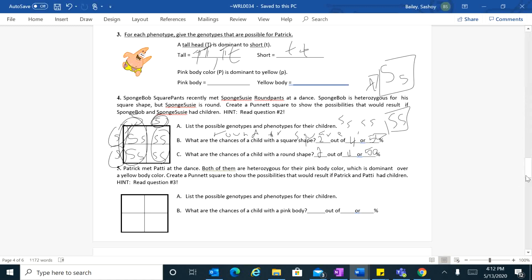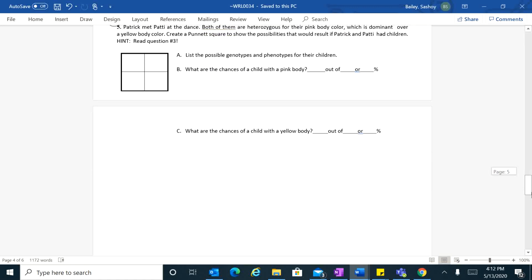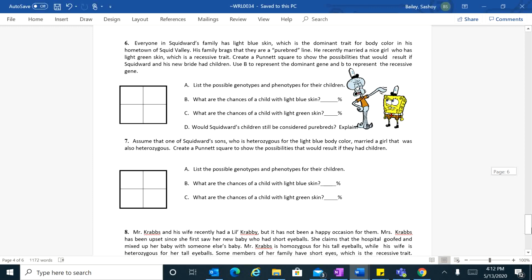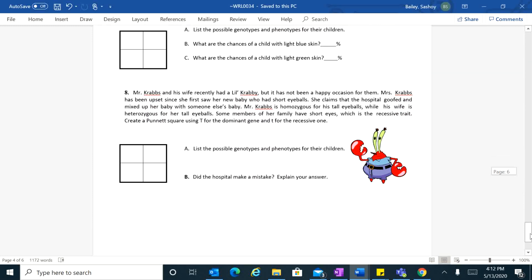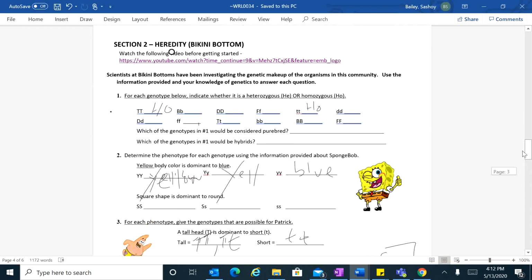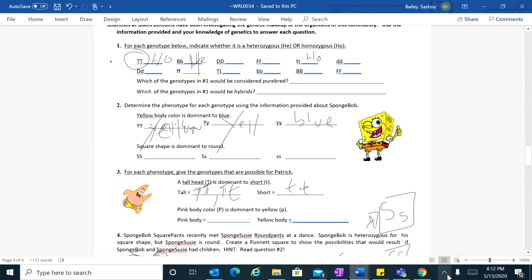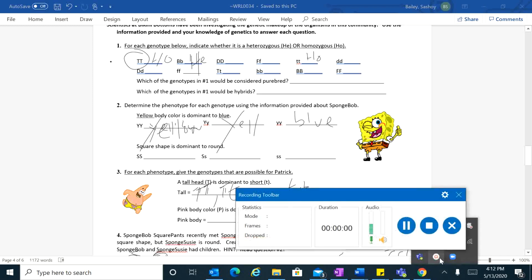So I have given you an example of all the question types for down here. I think you should be all set. If anything else comes up, just let me know, and I will let you know.